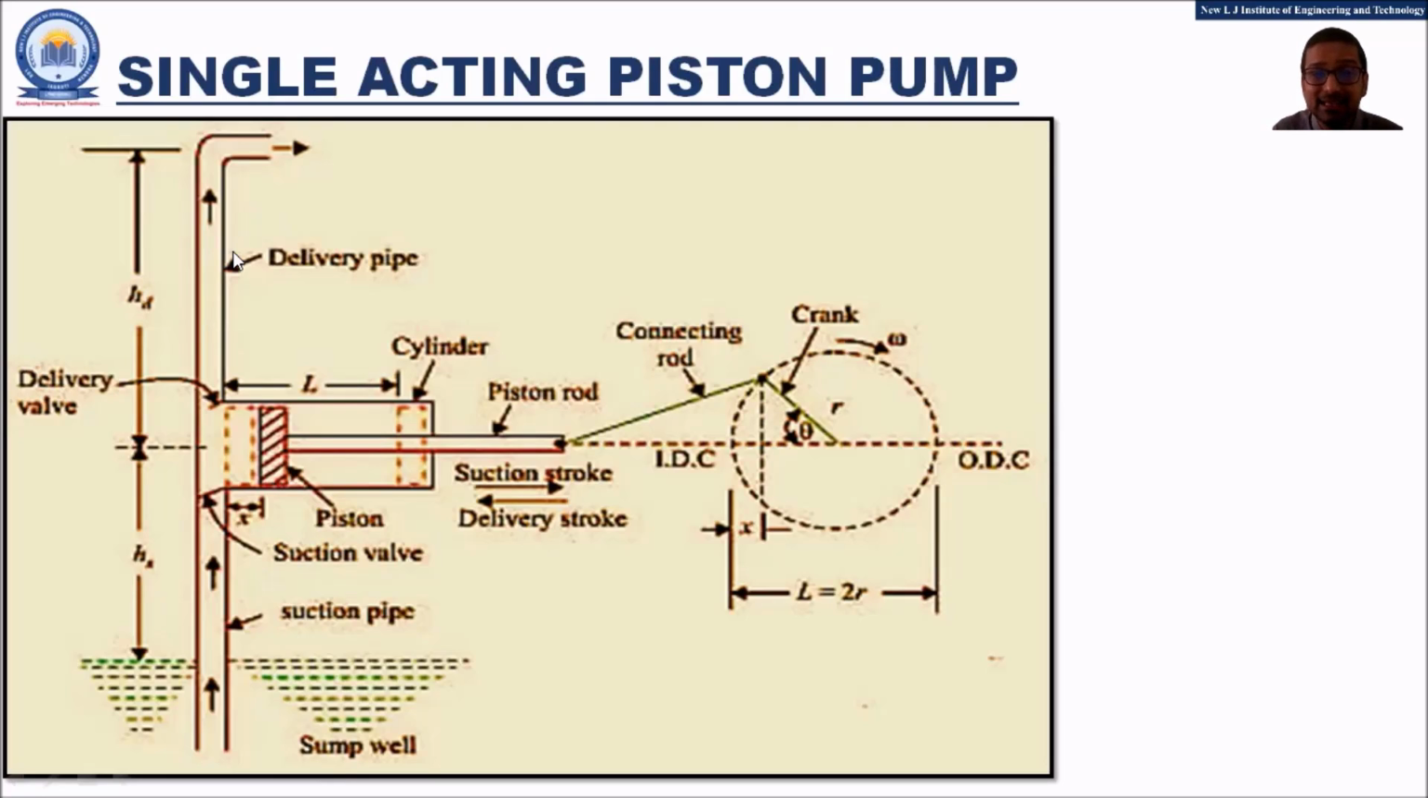So we can tell that the water which has filled in the delivery tank cannot backflow into the cylinder. And now again we have reached the starting point. Both the valves are closed. The piston has reached its initial condition and the crank has reached its starting point, that is at 0 degree.